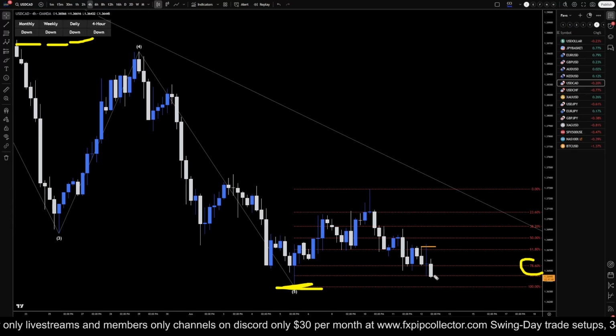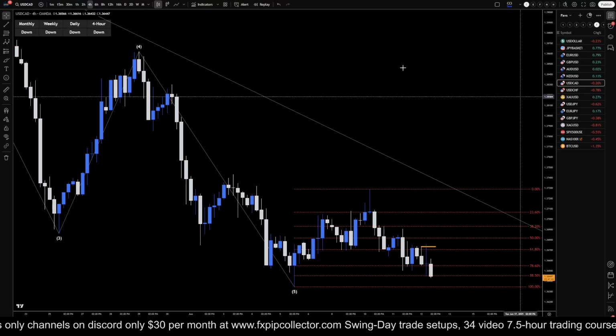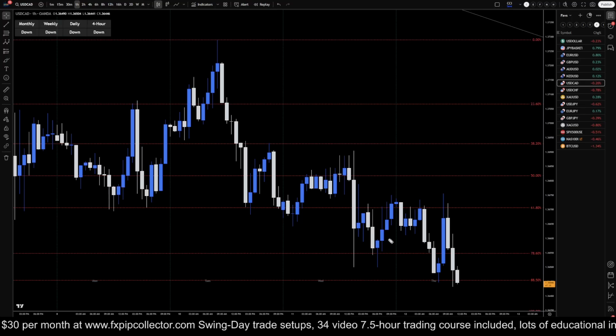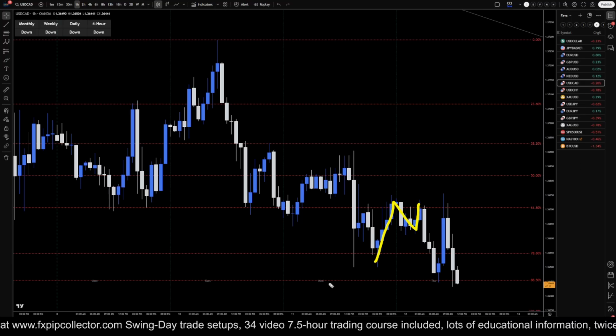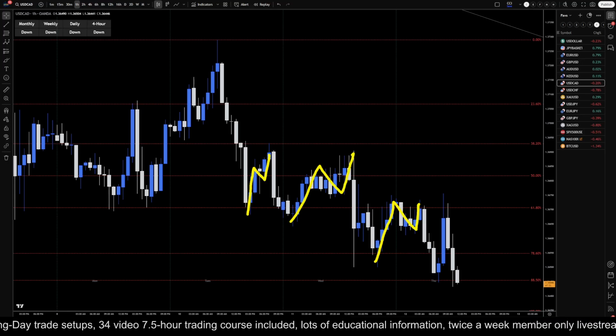So, unless we get a very significant turn and a break of structure, I would definitely continue doing nothing but looking for shorts on shorter time frames. So what would I be doing? I'd be looking for one, two, three-way pullbacks to go short.